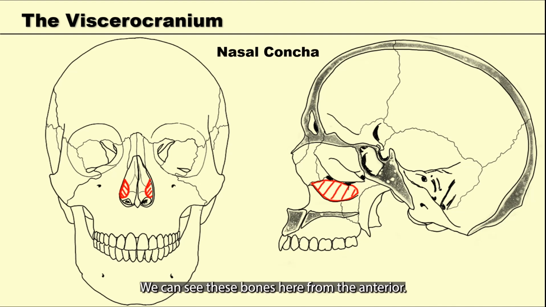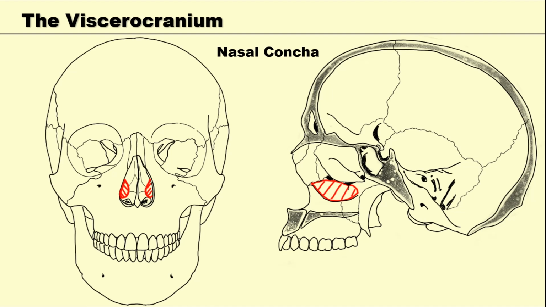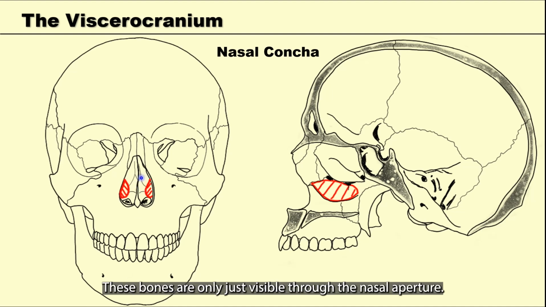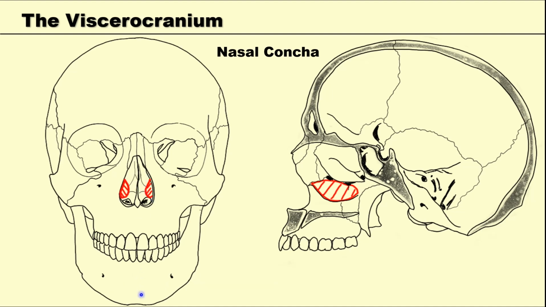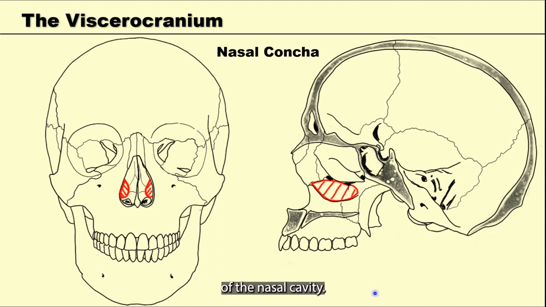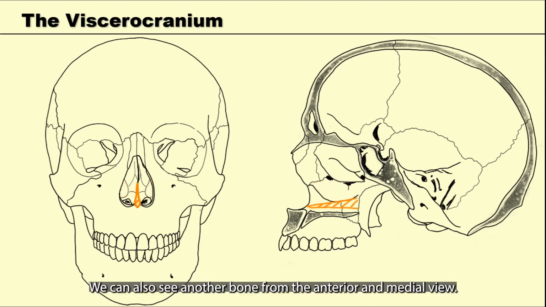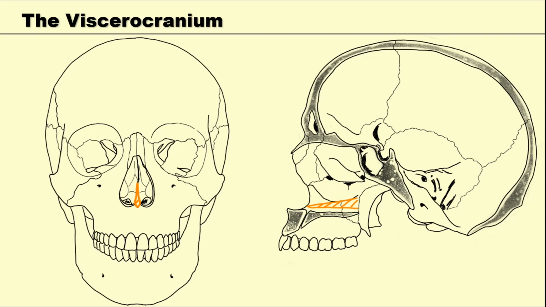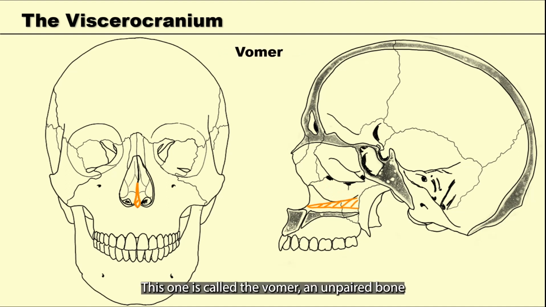We can see these bones here from the anterior. These bones are only just visible through the nasal aperture. And sagittally, we can see the right nasal concha forming the lateral wall of the nasal cavity. We can also see another bone from the anterior and sagittal view. This one is called the vomer, an unpaired bone that divides the nasal cavity into left and right halves.